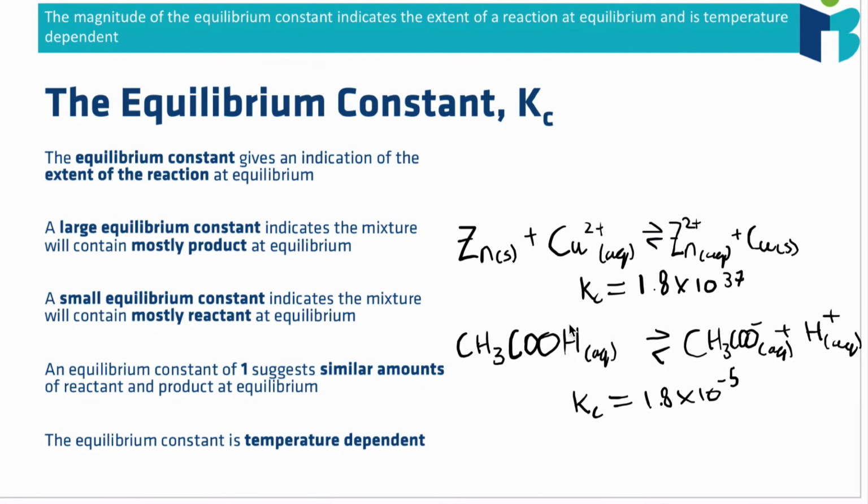You can check these ones yourself, but in the case of the zinc and copper reaction, our equilibrium constant doesn't actually have any units. And in the case of the dissociation of ethanoic acid into the ethanoate ion and H+, our units are going to be moles per decimeter cubed. And the final thing to point out is just that the equilibrium constant is temperature dependent. We'll talk about exactly how temperature shifts the equilibrium constant in a later video.